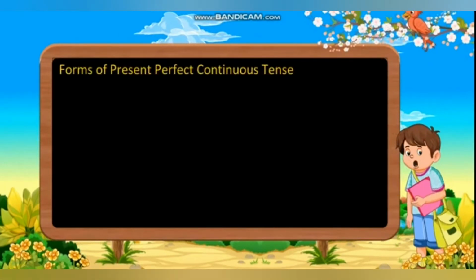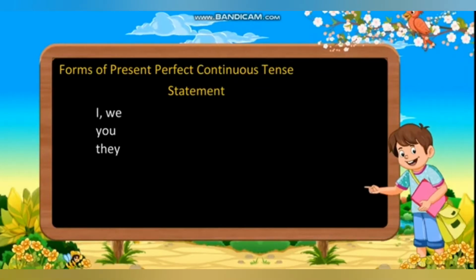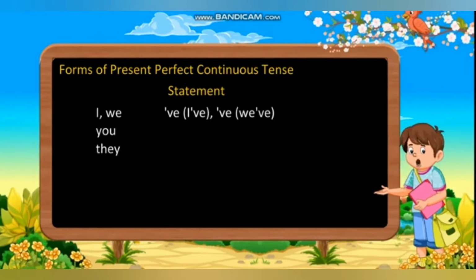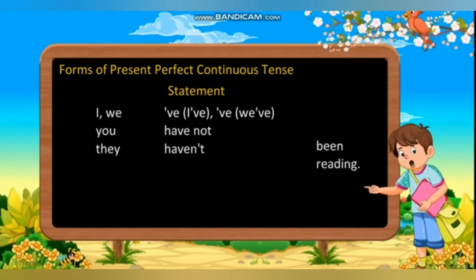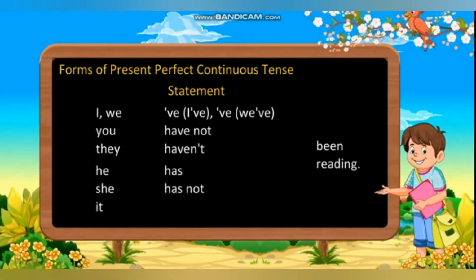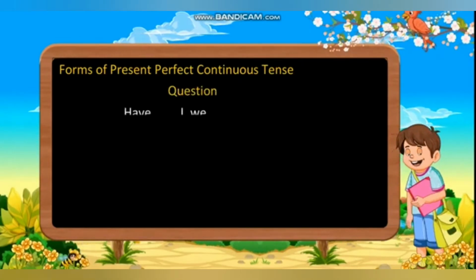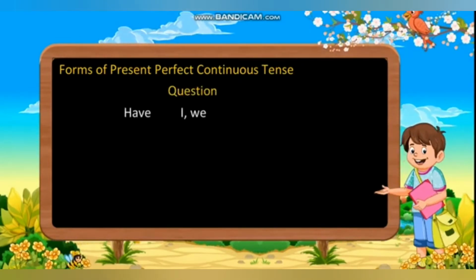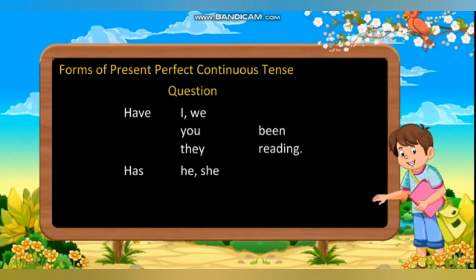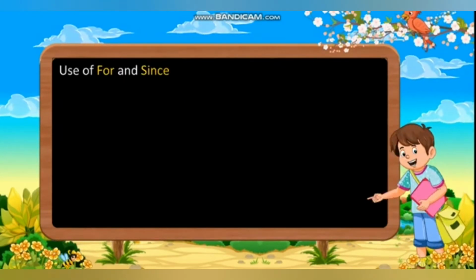Forms of present perfect continuous tense. Statement, pronouns: I, we, you, they have been reading. You have not, haven't been. She hasn't, she has not been. Forms of present perfect continuous questions. Have I, have you, have they been, has she been, has he been, has it been.